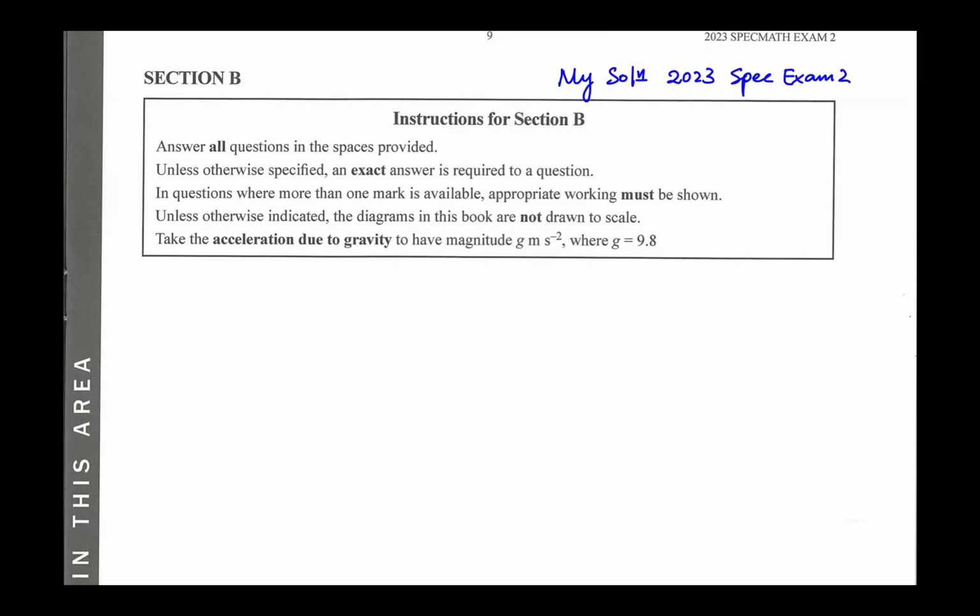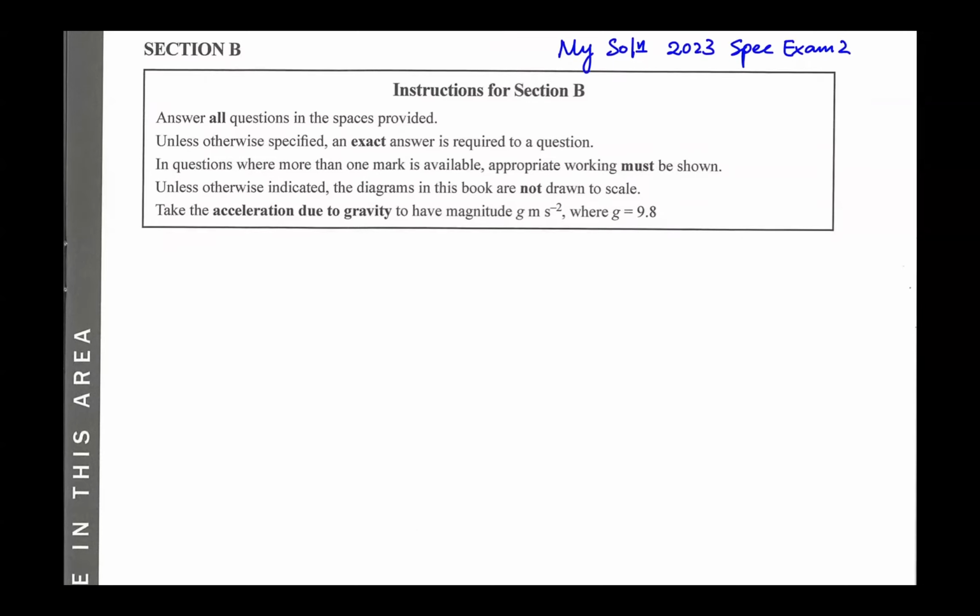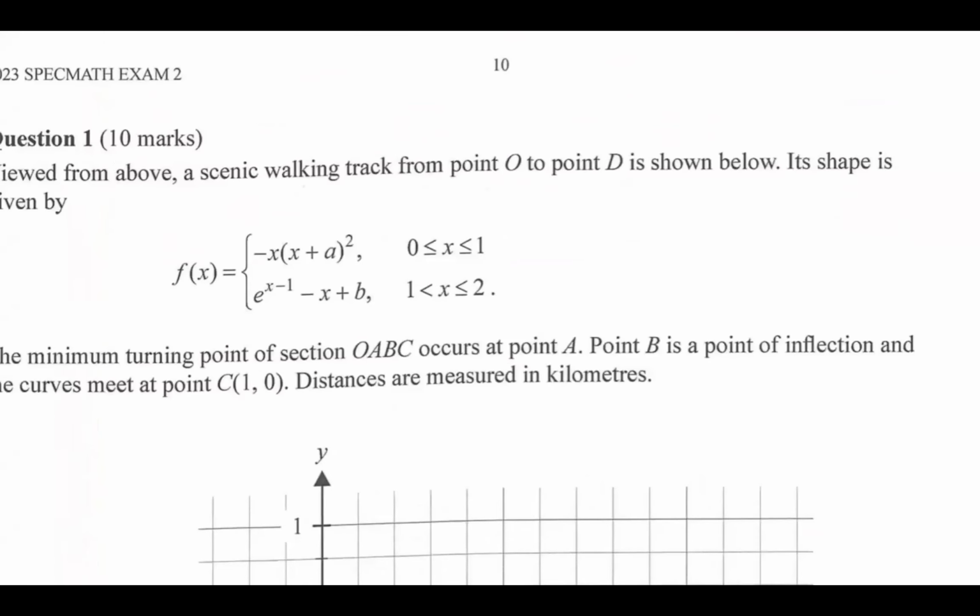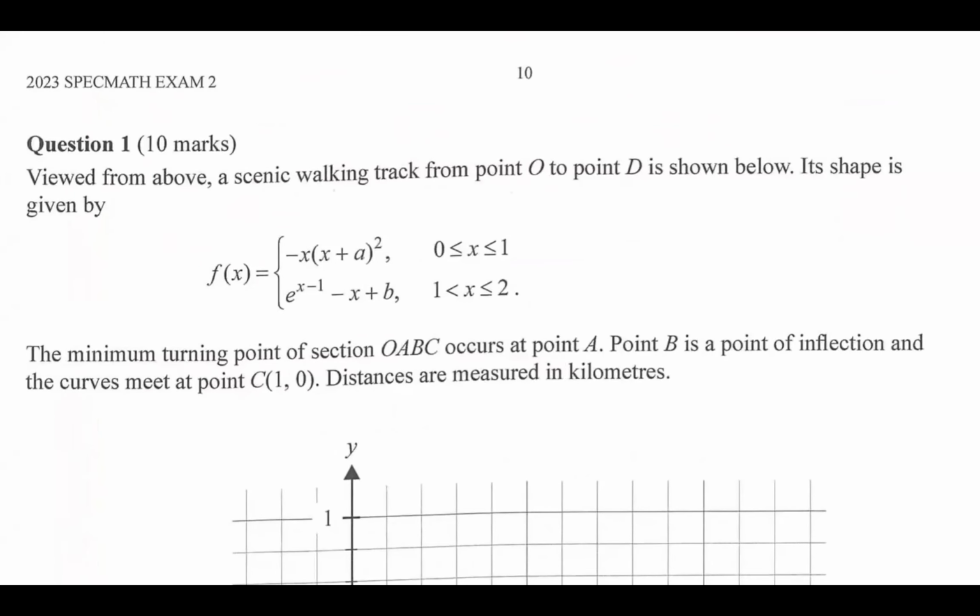Okay, here is my resumed attempt to section B of the speech paper 2. So question 1, we have a hybrid function like a cubic and combination of the exponential and linear function.